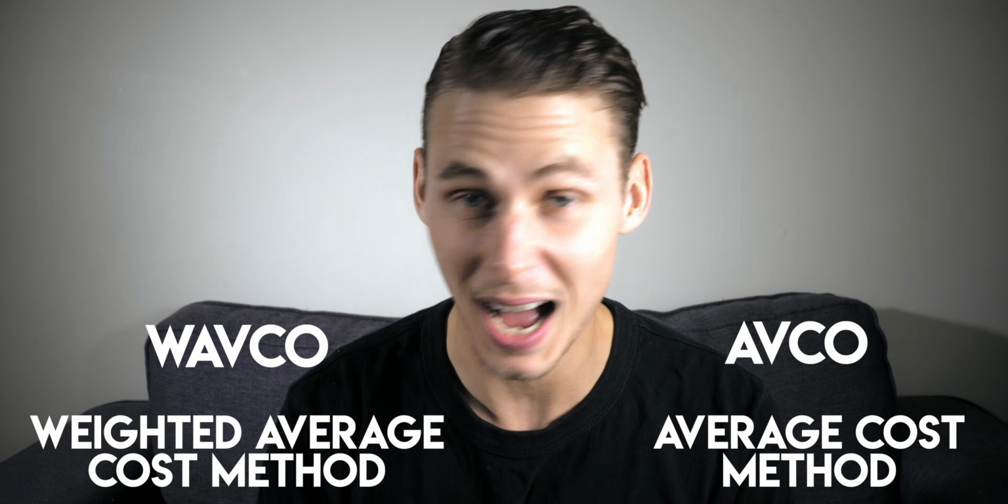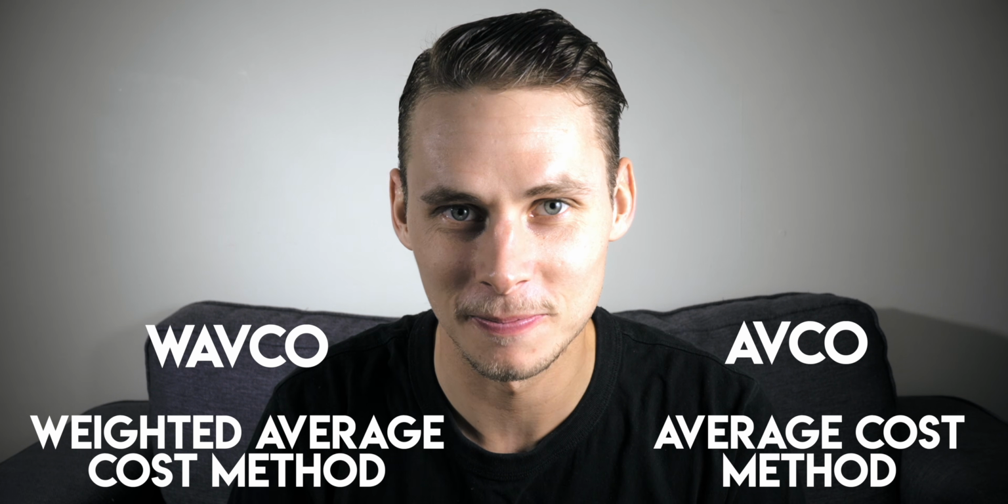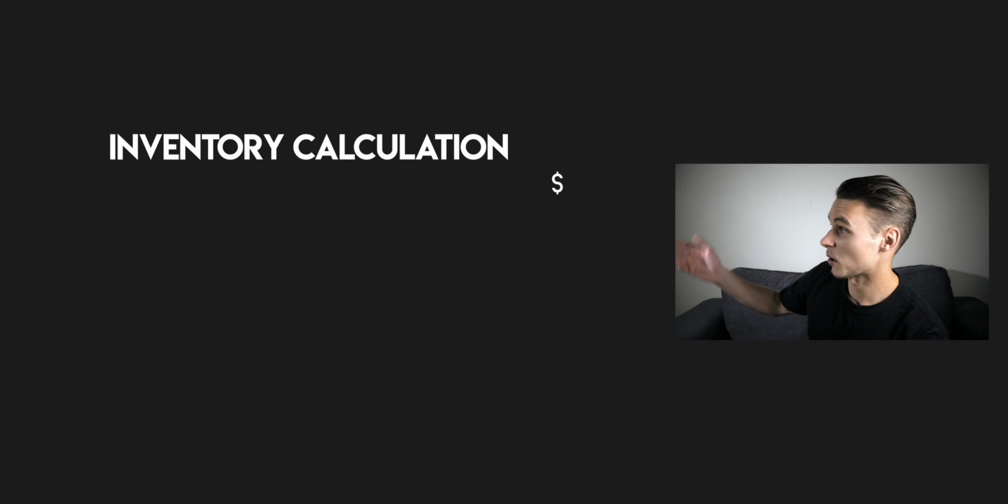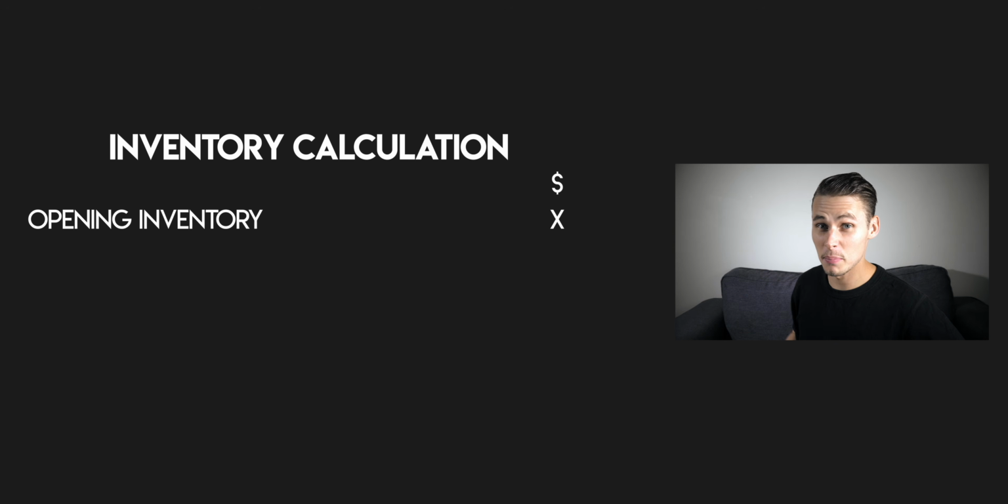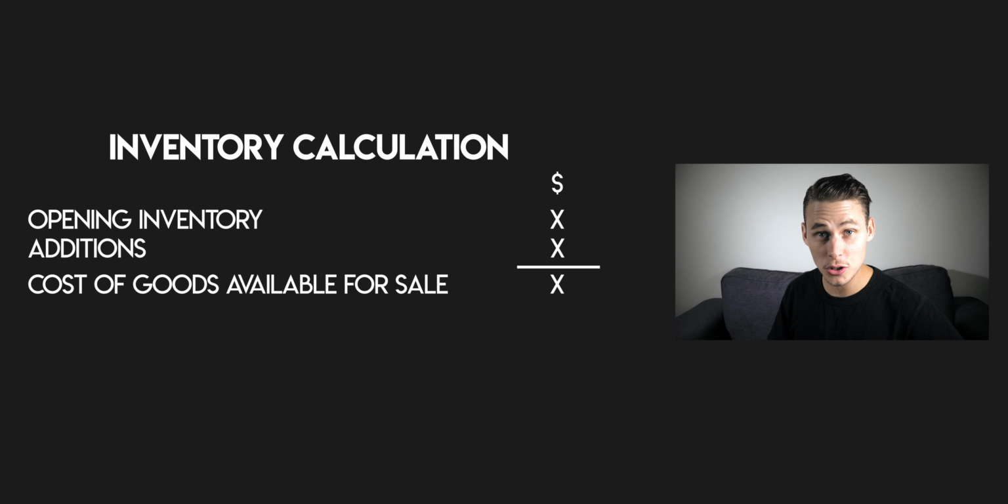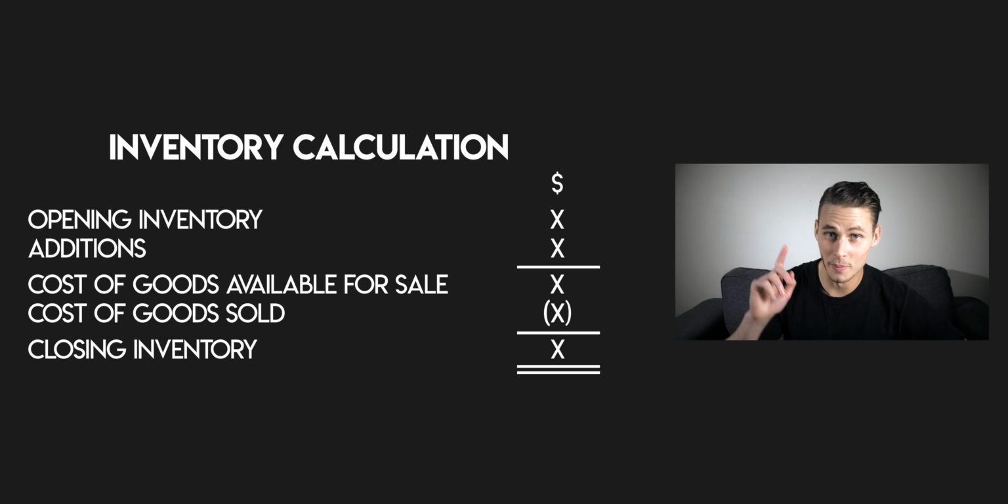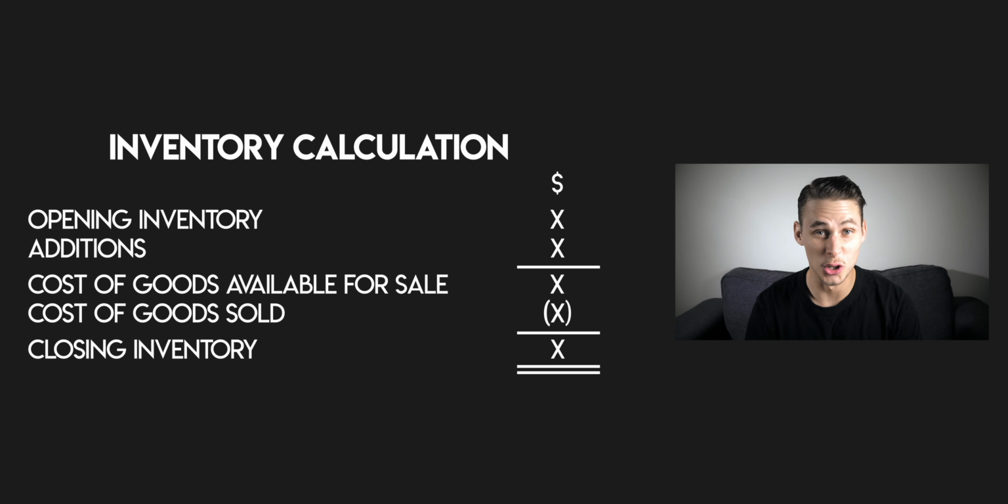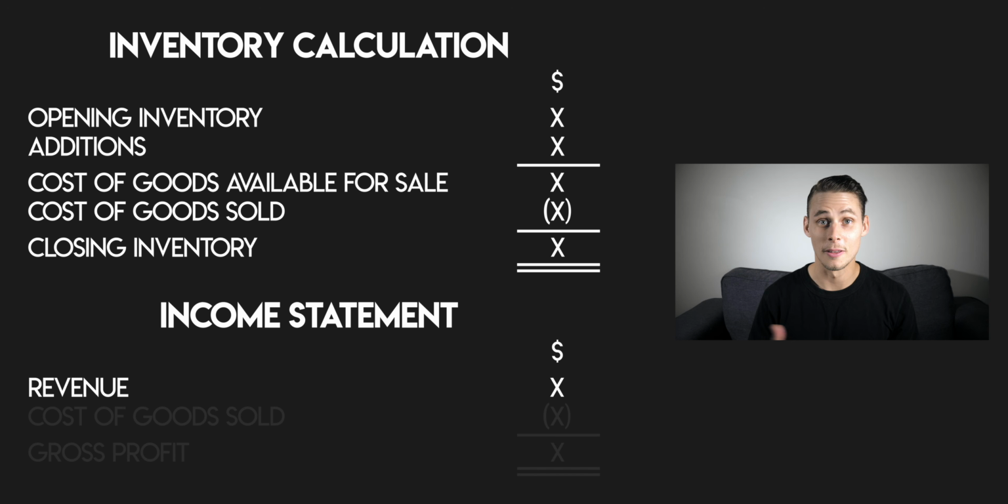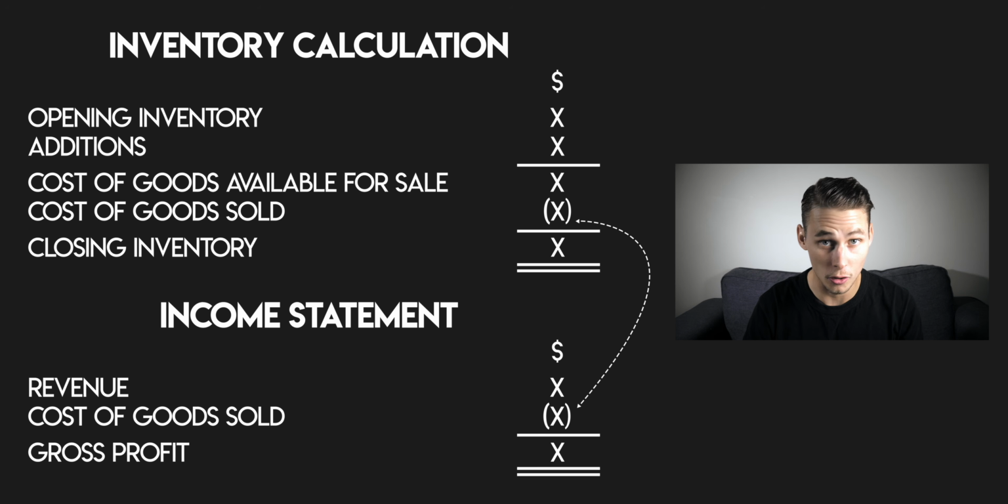What does that mean? How does that work? Let's find out. It all comes down to the inventory calculation. Your opening inventory plus your additions gives you your cost of goods available for sale. And when you take away your cost of goods sold from it, you get your closing inventory. Remember, when I say inventory, I mean the goods held by your business that you intend to sell to earn revenue. The thing is, when you make a sale, you don't only earn revenue, you also incur a cost. And inventory cost flow assumptions help you estimate what that cost should be.